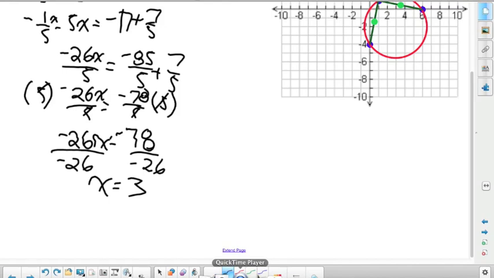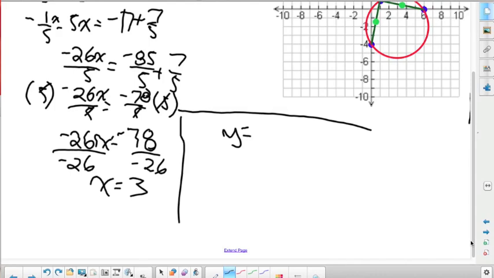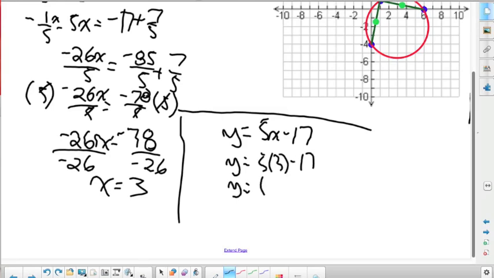So a lot of work just to get an x coordinate. How do we get a y coordinate? Well, I'll take one of my equations, y is equal to 5x minus 17. So 5 times 3 minus 17. So y is equal to 15 minus 17, y is equal to negative 2. So finally, that's the center of our circle. X coordinate 3, y coordinate negative 2, because that's where those two lines intersect.